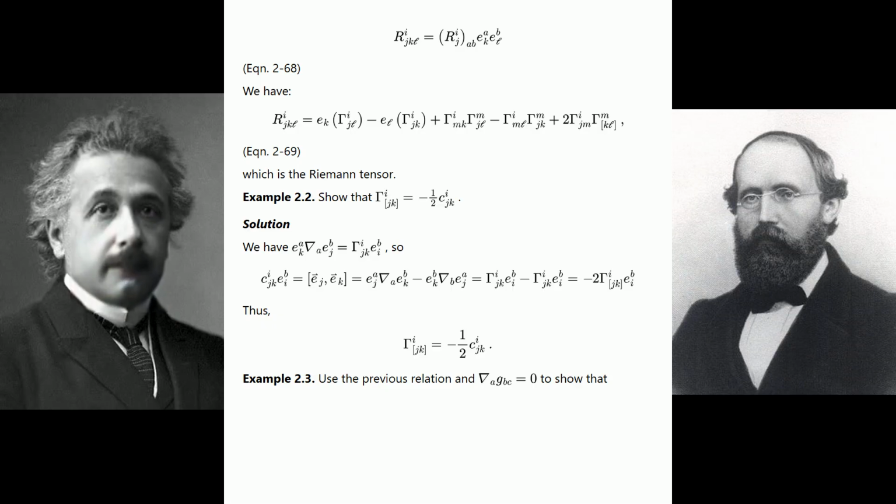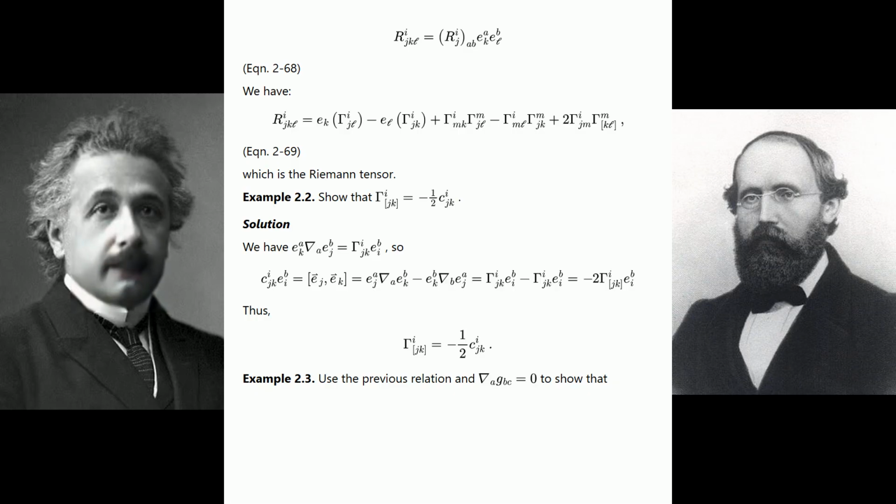Example 2.2. Show that gamma sub open bracket jk close bracket to the i power equals -1/2 c sub jk to the i power. Solution. We have e sub k to the power gradient sub a e sub j to the b power equals gamma sub jk to the i power e sub i to the b power, so see the equation. Thus, see the next equation.